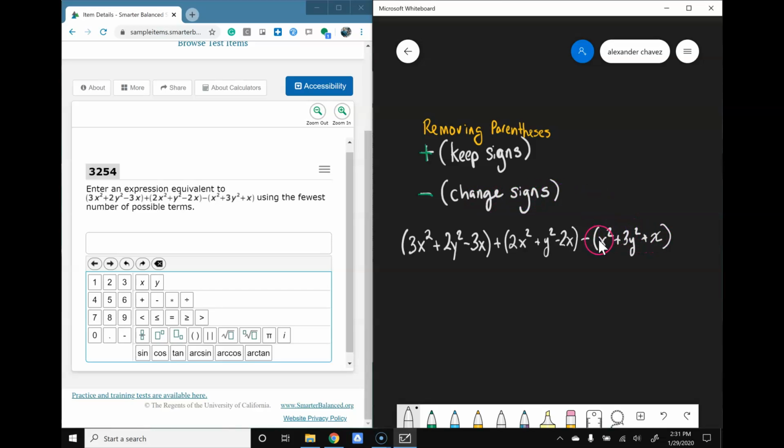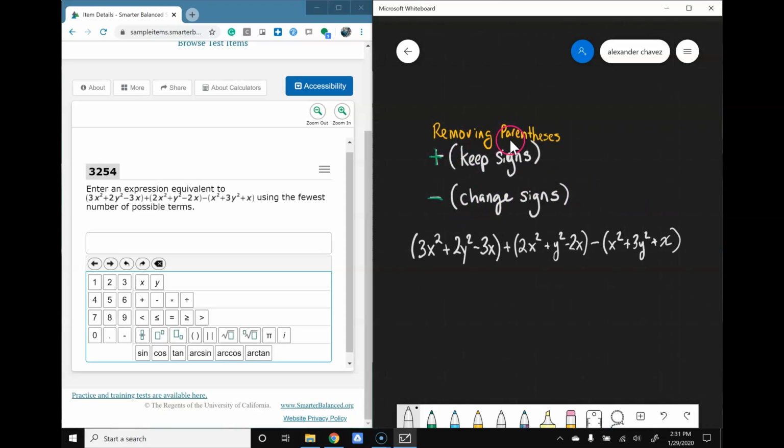Now, mathematically what's happening is you can think of it as the distribution of a -1, which would make a positive become a negative, and if there was a negative, it would make that become a positive. But let's go ahead and keep going with this simple rule of removing parentheses. If it's positive, we keep. If it's negative, we change.